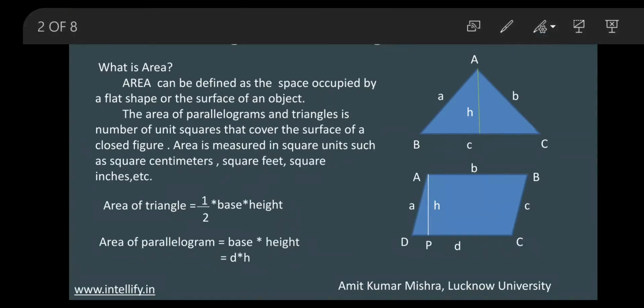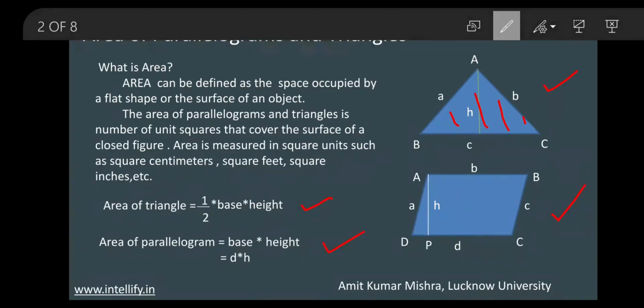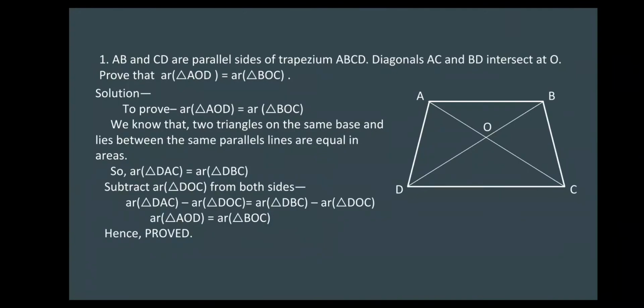Now, what is area? Area can be defined as the space occupied by the flat surface of an object. Area is nothing but the number of unit squares covered by the closed surface of a figure. Here we have two figures, one is a triangle and another is a parallelogram. The area of a triangle is half into base into height and the area of a parallelogram is base into height. Now come to the questions related to area of parallelogram and triangle.